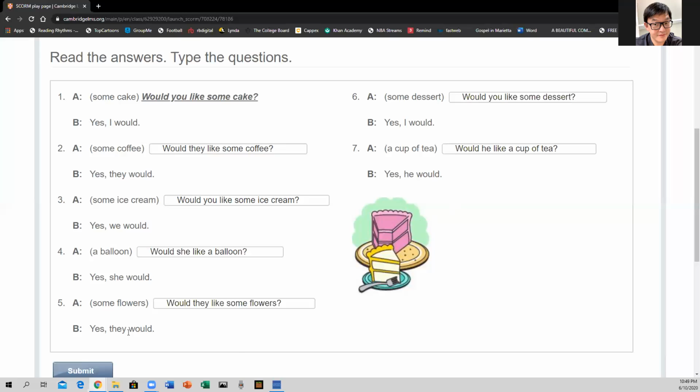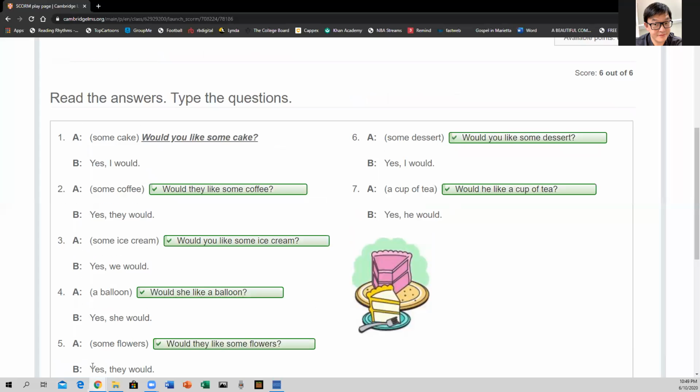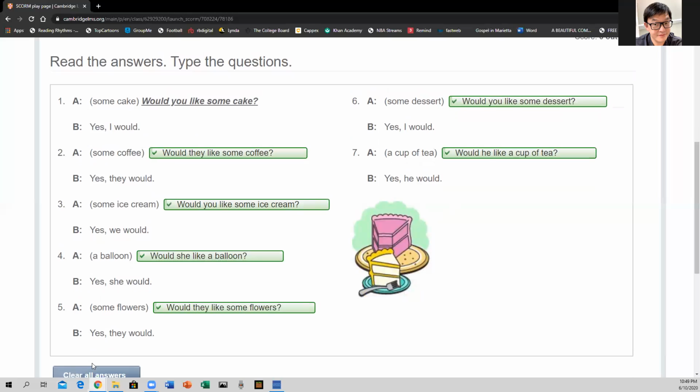Okay, this is just a warm-up exercise. It's a simple exercise just to make sure you understand. Let's submit our answers and they are all correct, okay? Good.